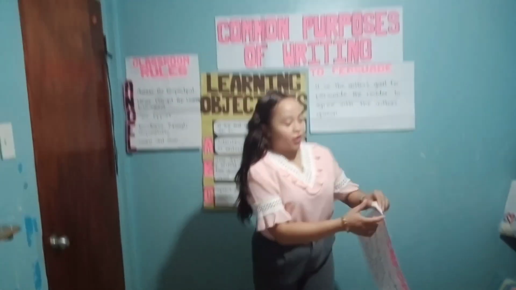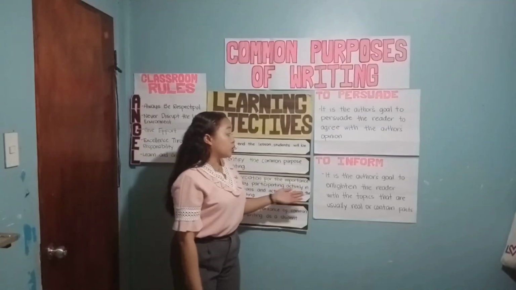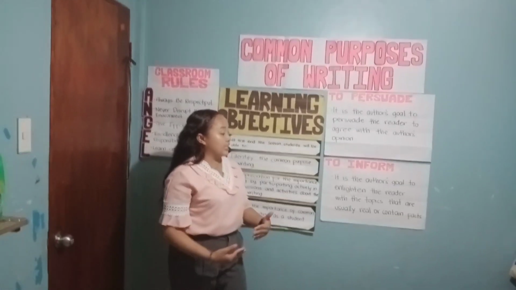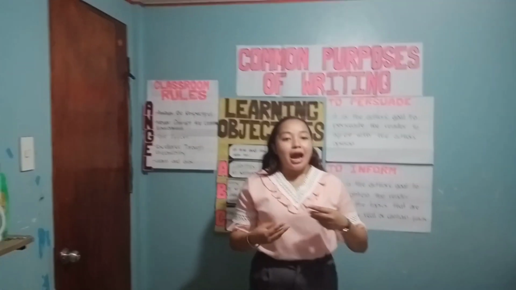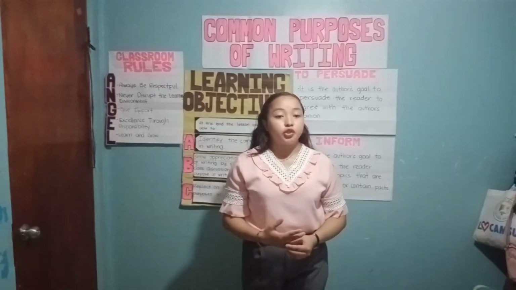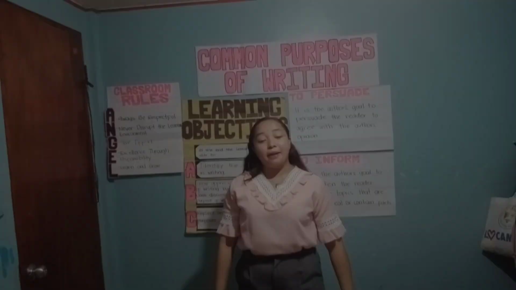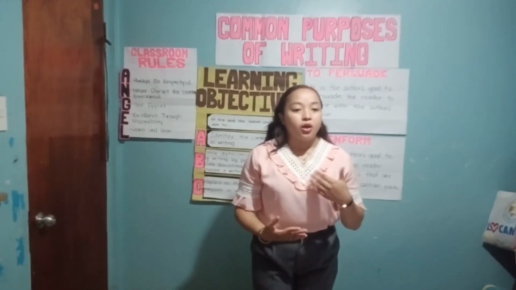Now let's proceed to the second, which is to inform. It is the author's goal to enlighten the reader with topics that are usually real or contain facts. Facts are used to teach, not to persuade. It is often called expository writing. This writing shows or explores facts. Samples are textbooks, news, encyclopedias, biographies, and essays.